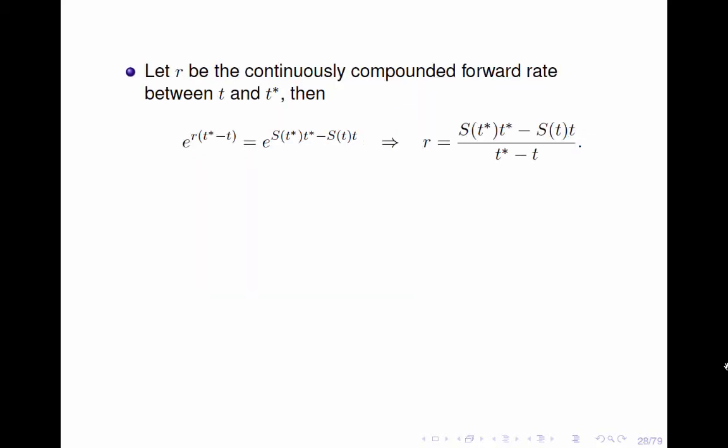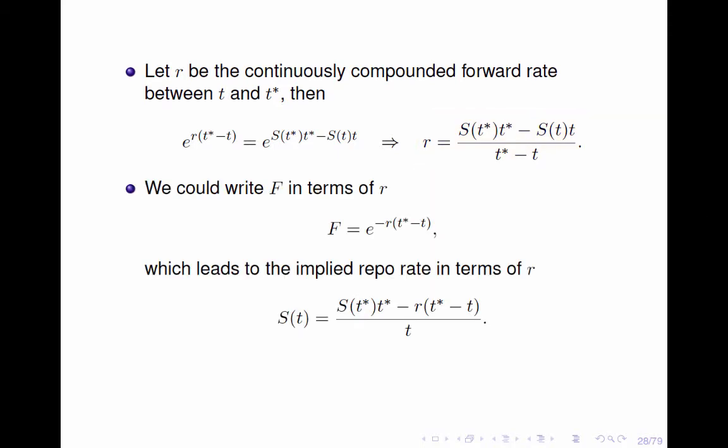Let R be the continuously compounded forward rate between time T and time T star. Then, $1 at time T will be worth exponential R times T star minus T at time T star. This amount can be alternatively obtained by using the spot rates ST star and ST. Equating the two expressions, we can solve the forward rate R. Then, we can also write F in terms of R, which leads to the implied repo rate in terms of R as well.